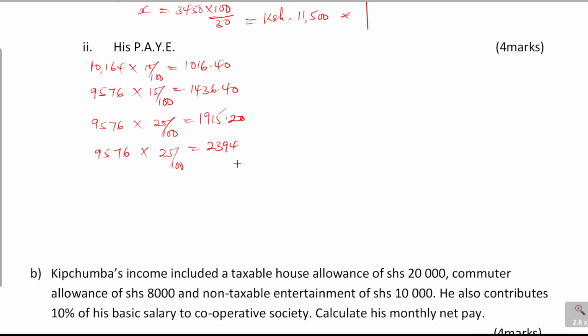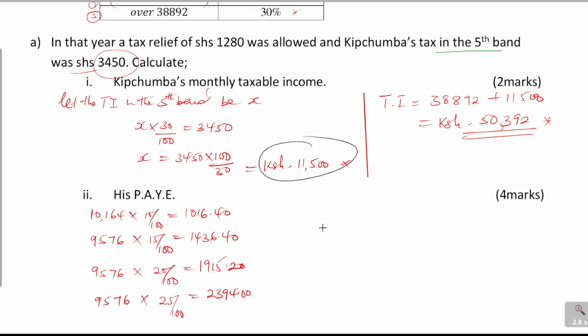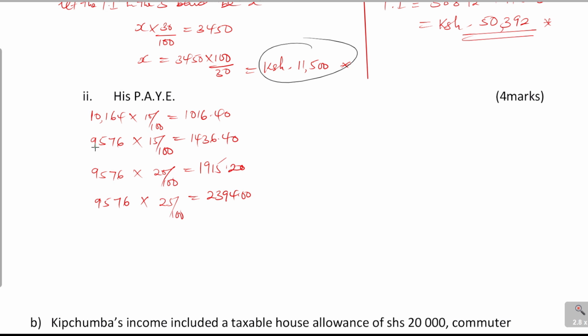2394 and 0 cents. Now for the fifth band, we already have the amount. We got the income in the fifth band to be 11,500. The amount above 88,892, that is 11,500. So we don't need to calculate that.